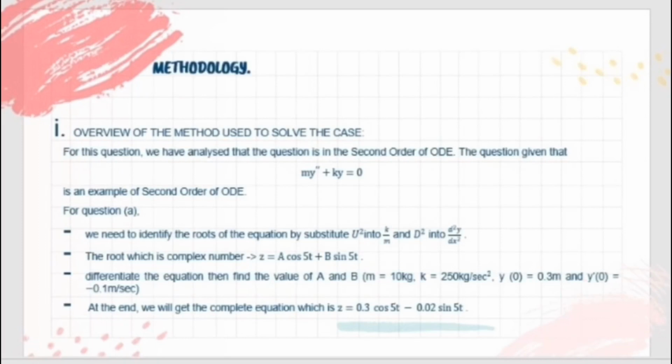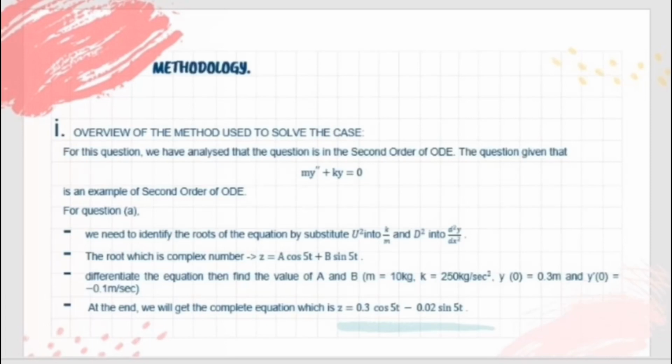For question A, to find the equation of the motion for the system, we need to identify the root of the equation by substituting u squared with k over m and d squared with d squared y over dx squared. Then we will get the root, which is a complex number, thus the equation will become z equal to a cos 5t plus b sin 5t.